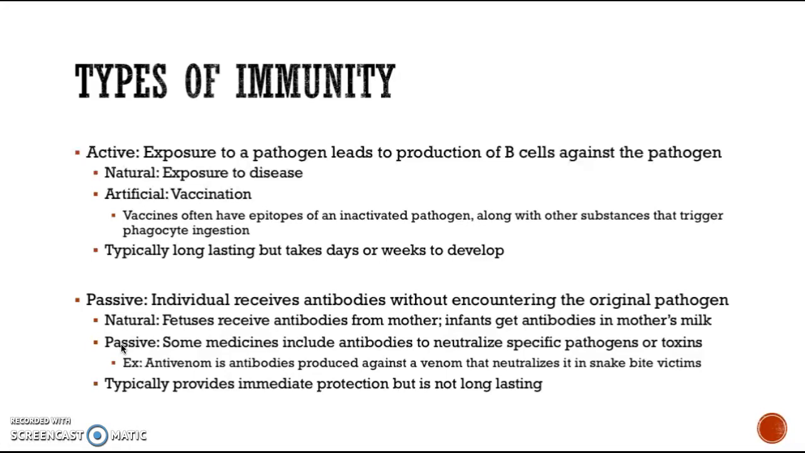So you can have artificial passive immunity, which is you getting antibodies in an artificial or medical setting. For example, antivenom is just a whole bunch of antibodies that are produced against the venom. If you've been bitten by a snake, you don't have enough time to make antibodies to neutralize that toxin. So instead, you're given antibodies that are going to work really quickly to neutralize the snake bite. The problem with passive immunity is that it's immediate, but it's not lifelong. Whereas active immunity is lifelong or very, very long lasting, but it could take a while to develop.